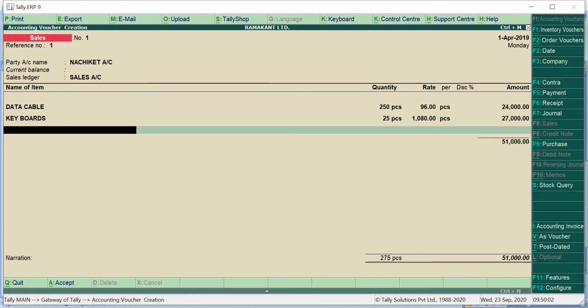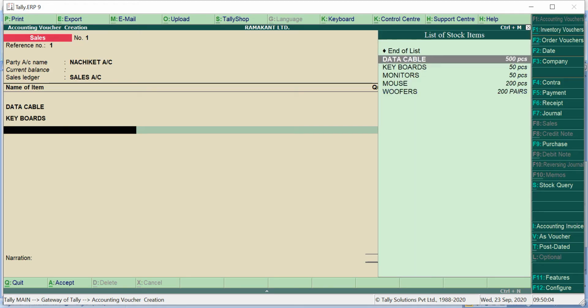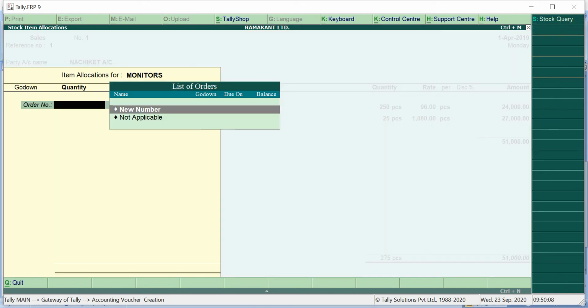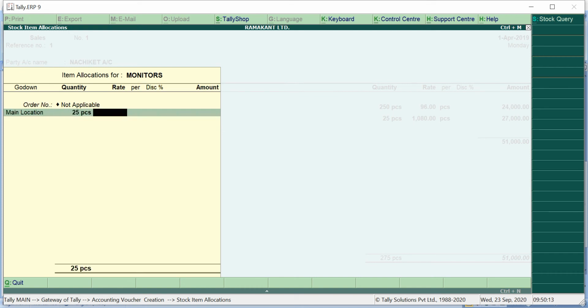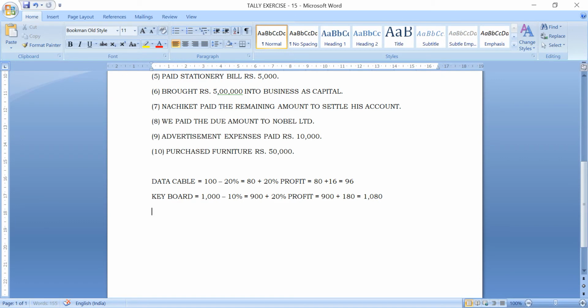Then third is monitor. Monitors are also 50 in stock. So we will sell half, 25. Decide the price of monitor.